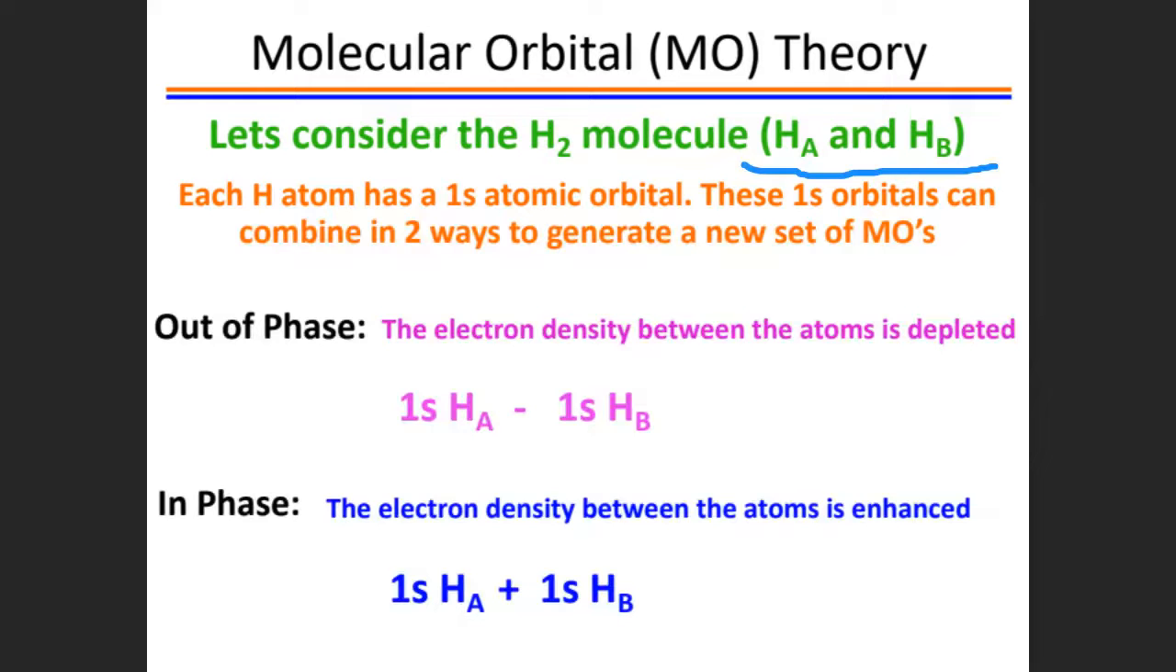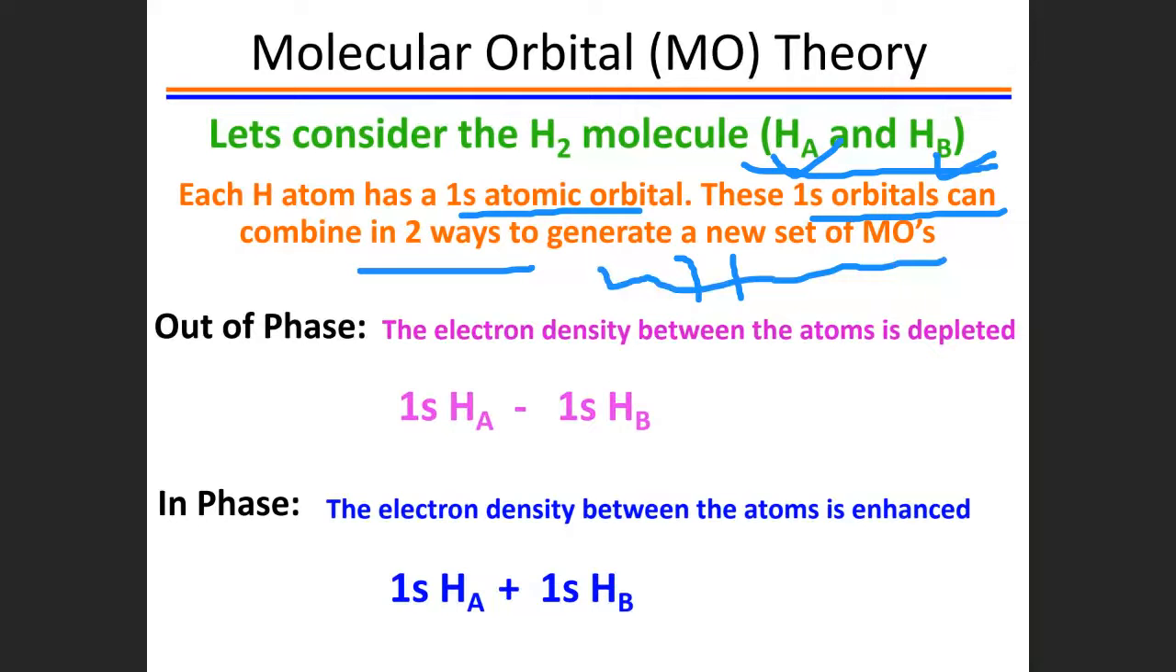So I have already told in the last slide that let's consider two hydrogen atoms. One is Ha and the second one is Hb. Each hydrogen atom has a 1s atomic orbital. This 1s orbital can combine in two ways to generate a new set of molecular orbitals. One way is in phase and the other way is out of phase.